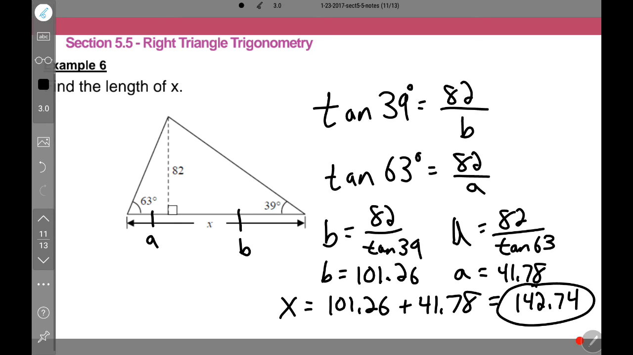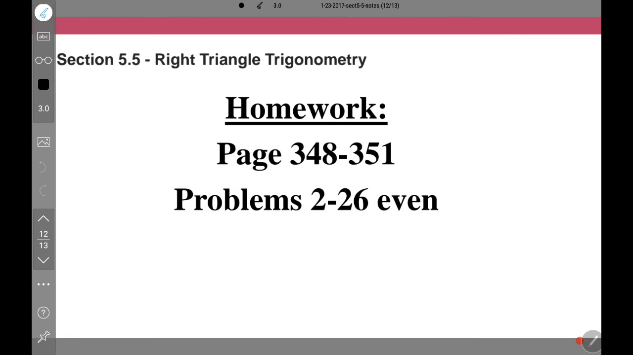So the key is just to remember how the ratios are set up for right triangles. If you look at your reference sheet, they're on there. You get a word problem, you can just sketch a picture of it, label things, and start figuring out what you know.